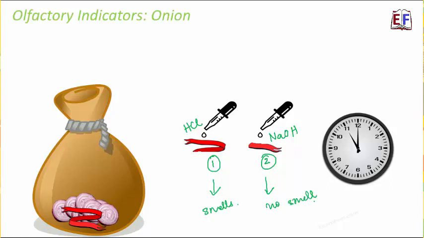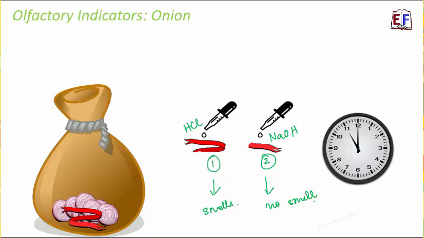How did that difference happen? This shows that onion, when it reacts with acid, the smell exists, but when it reacts with base, the smell goes off. That is why onion is called an olfactory indicator, because here we see that there is no change in color, but there is a change in smell.